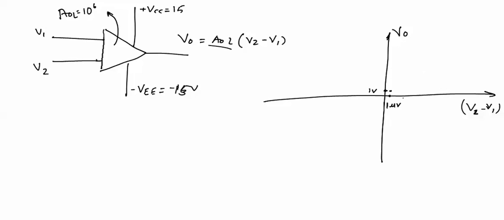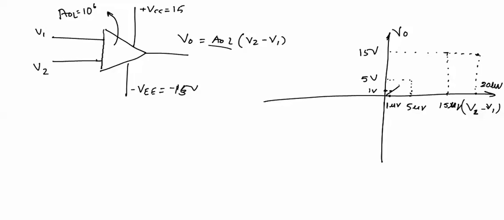Now we increase the difference. If we make this difference 5 microvolts, then this 5 microvolts will be multiplied with 10 raised to power 6, and we get an output equal to 5 volts. Now if we increase this difference to 15 microvolts, then we get an output equal to 15 volts. Now if we make this difference equal to 20 microvolts, then multiplied with 10 raised to power 6, the output becomes 20 volts, but we know that the supply voltage is up to plus 15, so the output cannot exceed plus 15 volts. So for 20 volts also the output is 15 volts.